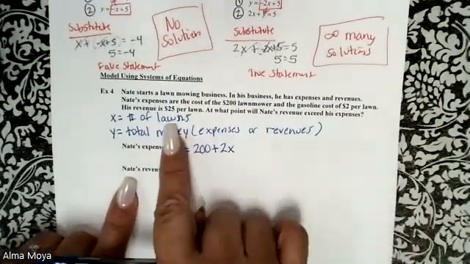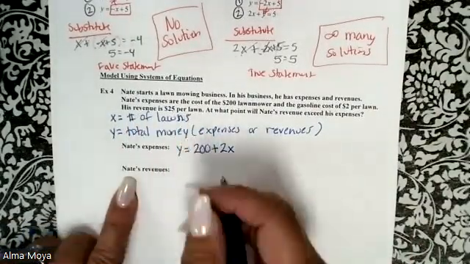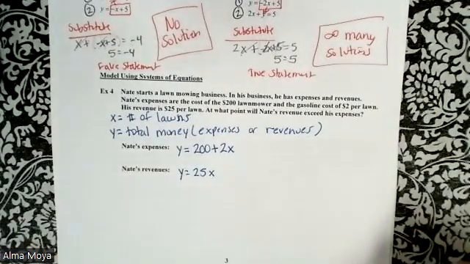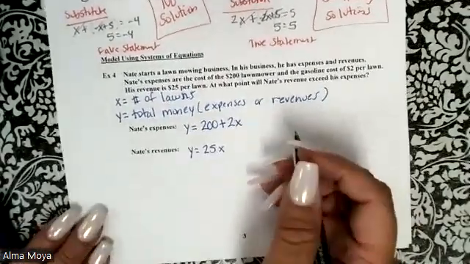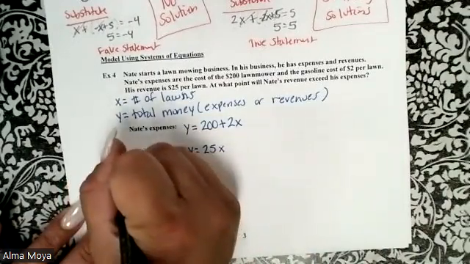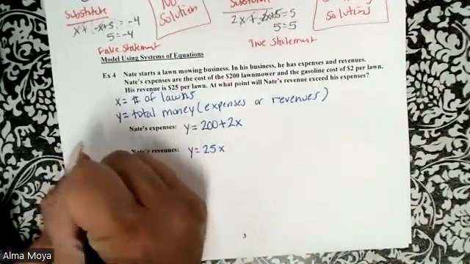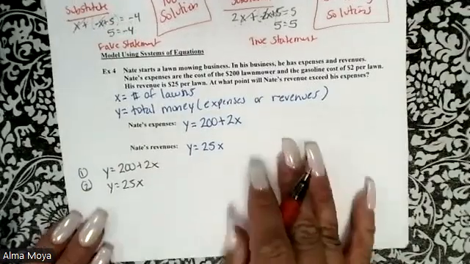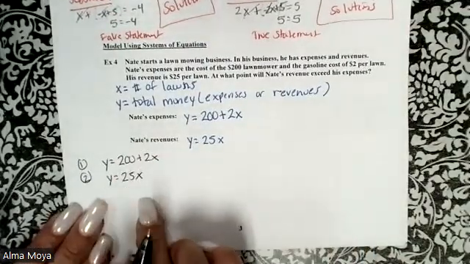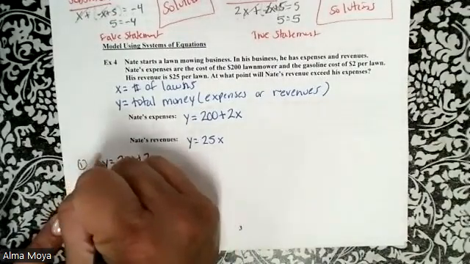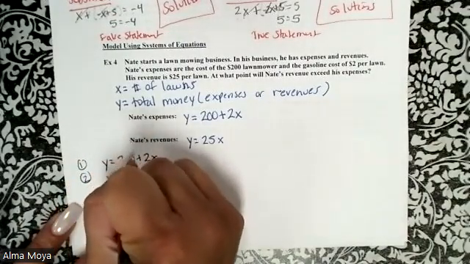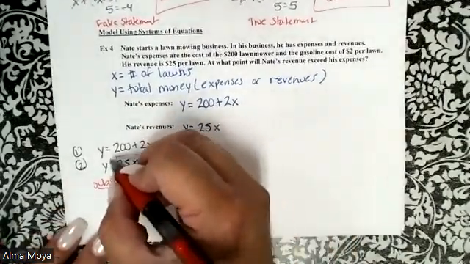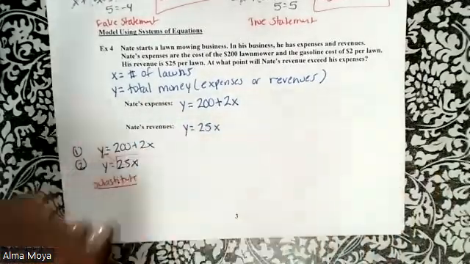Now his revenue, he makes $25 per lawn. So the cost here, he's going to make $25, per means multiply, lawns is X. So there's our two equations. Our two equations are going to be Y equals 200 plus 2X and Y equals 25X. Now on this one, if you notice, both Y's are isolated. It says Y equals and Y equals. So I'm going to go ahead and substitute. And when I substitute, I'm going to substitute the bottom Y into the top Y, which means I just set these two equal to each other.